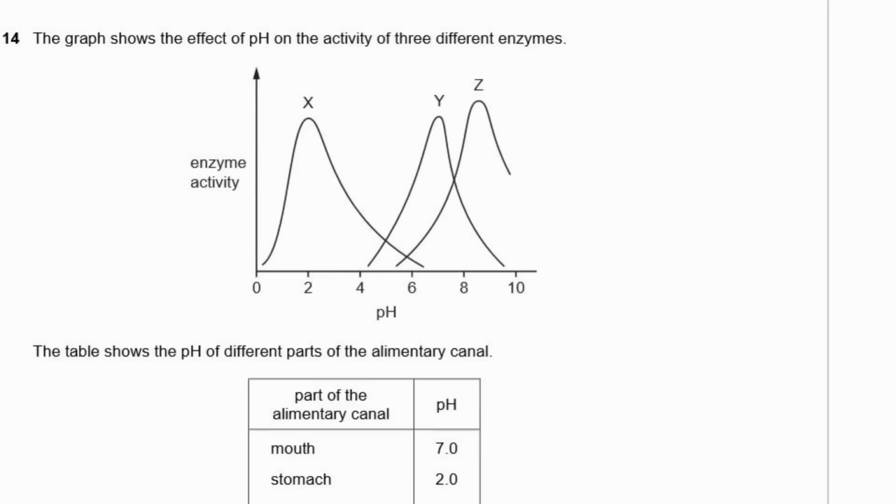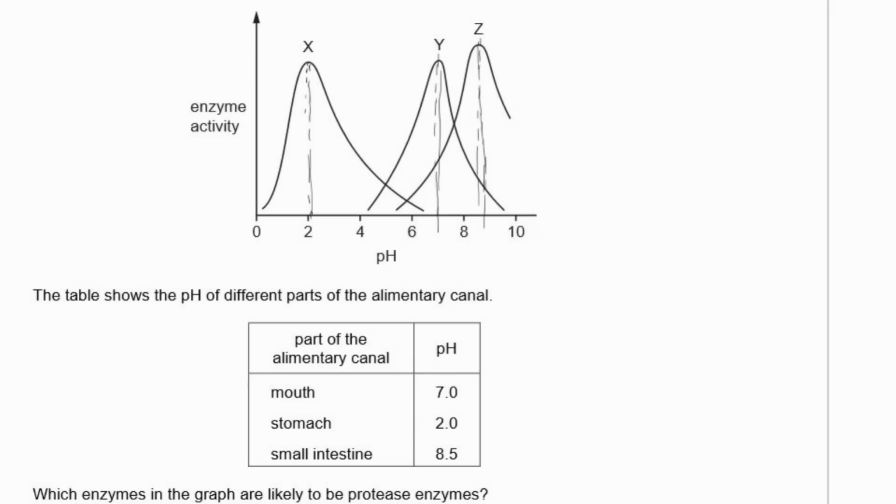Question 14. The graph shows the effect of pH on the activity of 3 different enzymes. We have enzyme X, enzyme Y, and enzyme Z. So the optimum pH for enzyme X is approximately 2. Enzyme Y, the optimum pH is approximately 7. And enzyme Z is approximately 8.5.